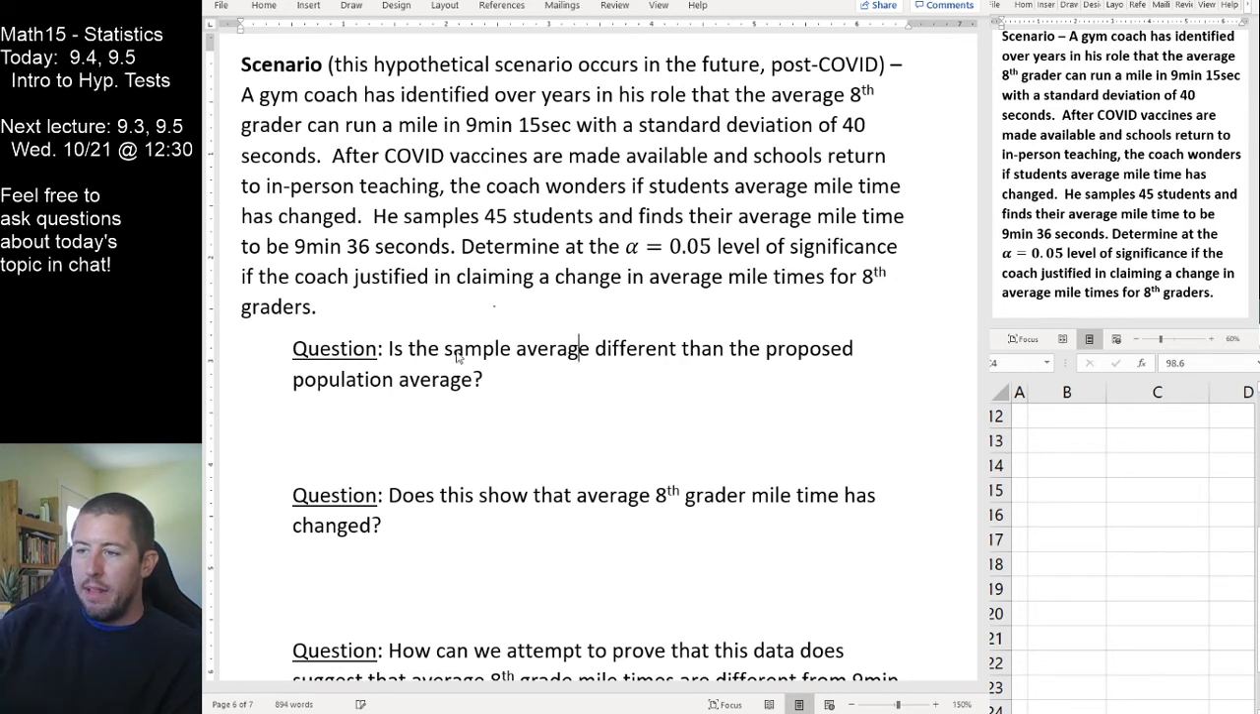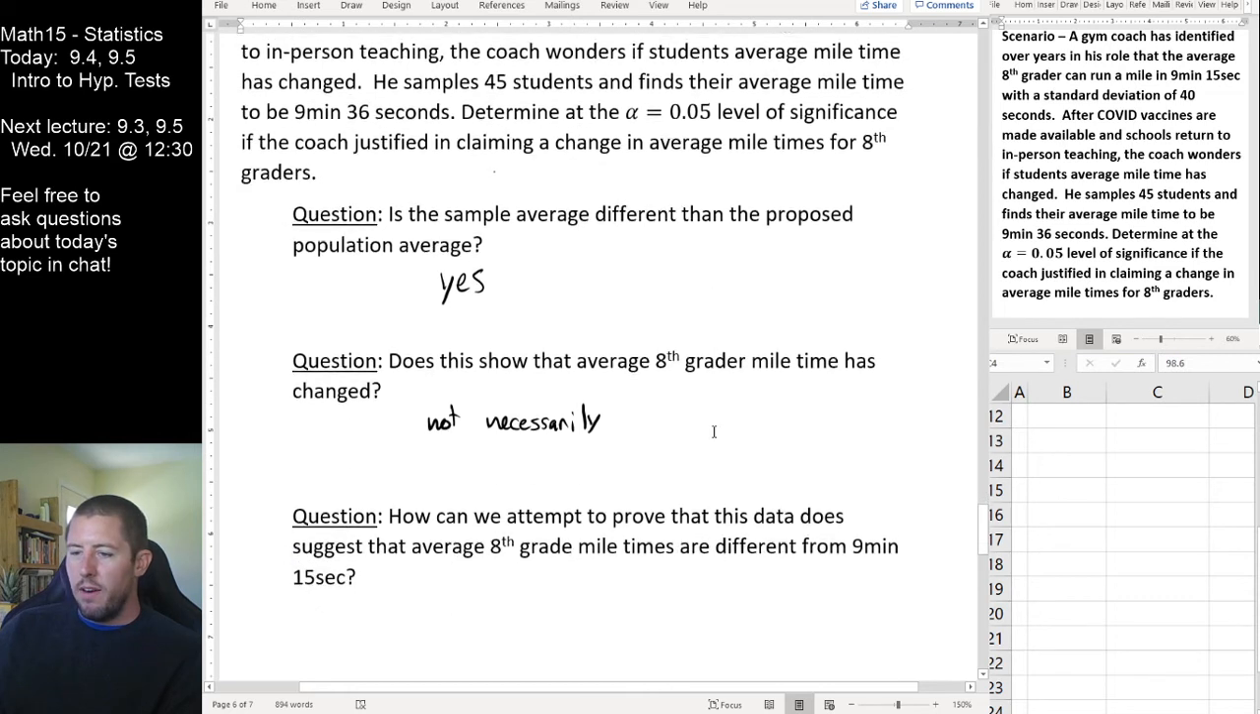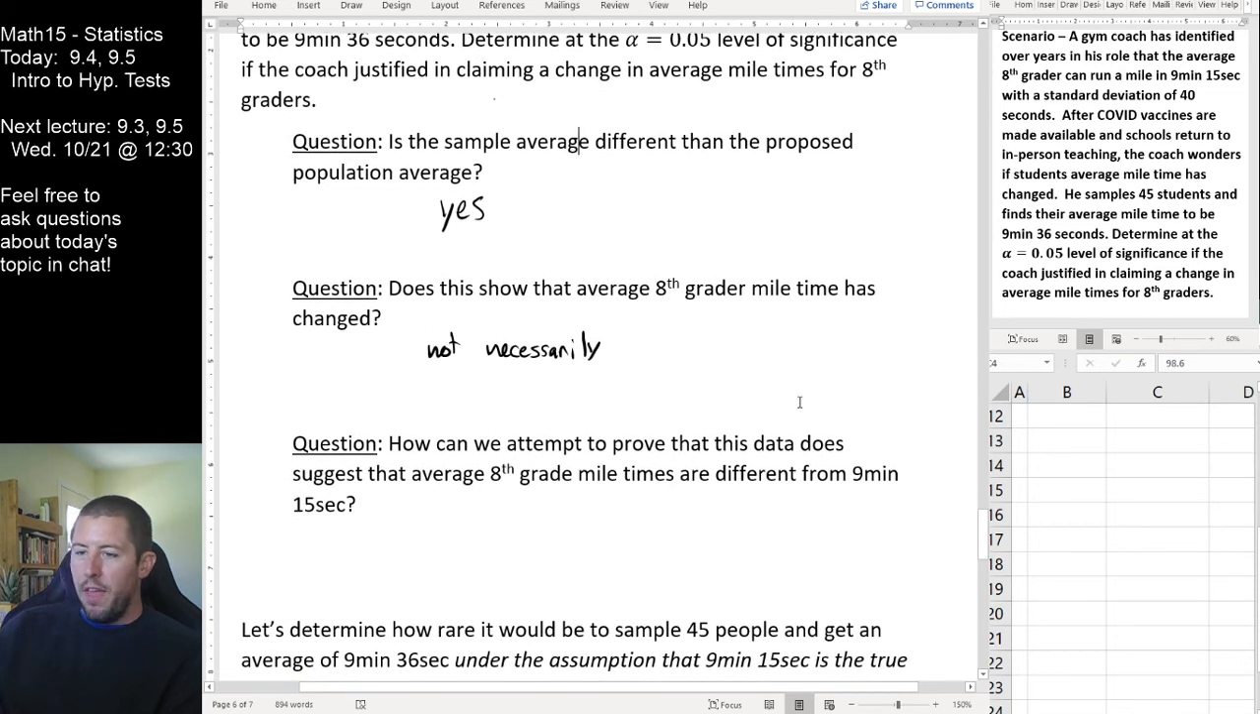So is the sample average different than the proposed population average? Yes. Does this show that the average time has changed? Not necessarily, right? Maybe this is just part of the natural variation of each individual runner out there. How can we attempt to prove that this does suggest this? Find the probability.